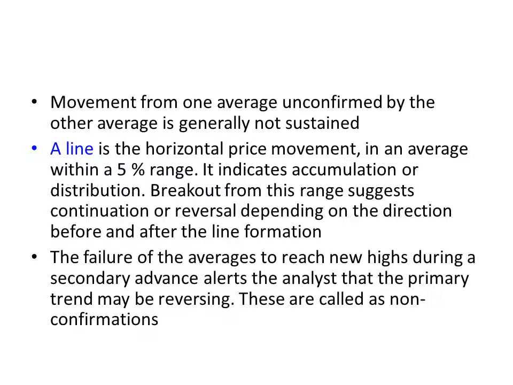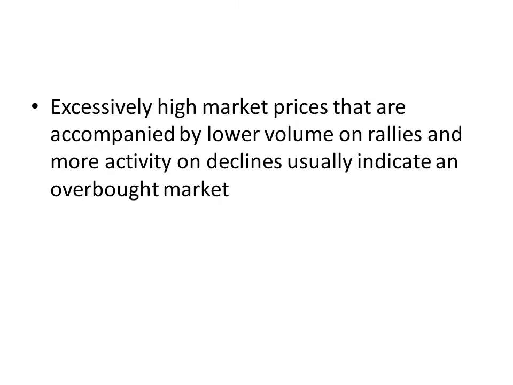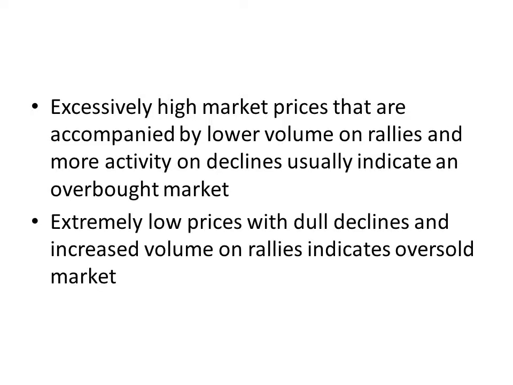The failure of averages to reach new highs during a secondary advance alerts the analyst that the primary trend may be reversing. These are called as non-confirmations. Excessively high market prices that are accompanied by lower volume on rallies and more activity on declines usually indicate an overbought market. Extremely low prices with dull declines and increased volume on rallies indicates oversold market.